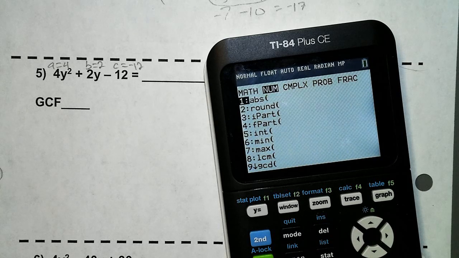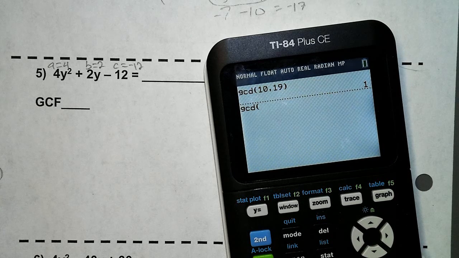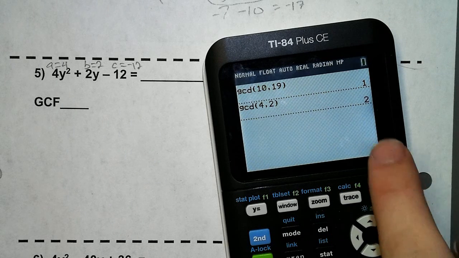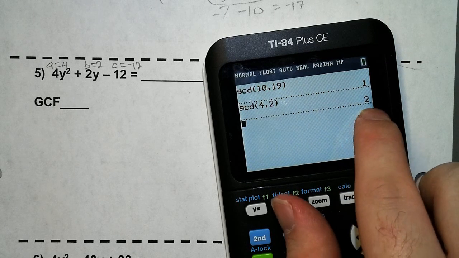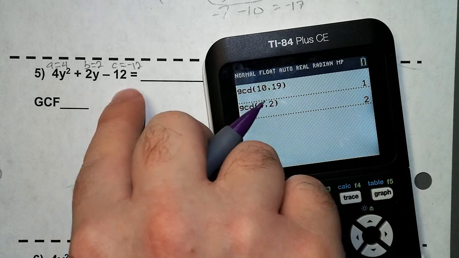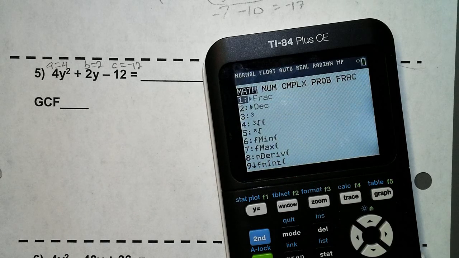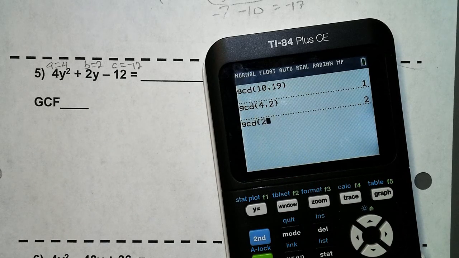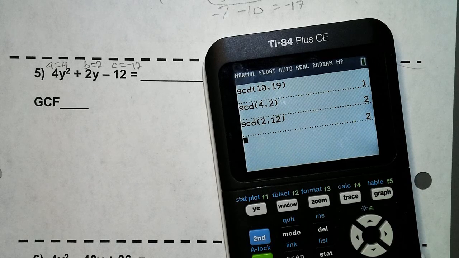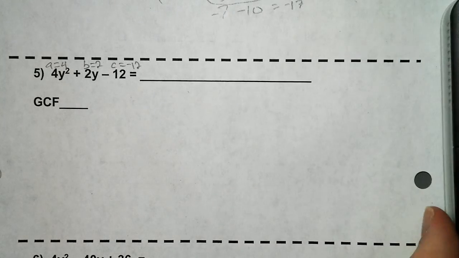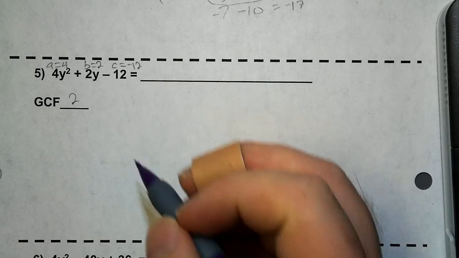Math number 9. It's going to be 4 and 2. We get a GCF of 2. So now I'm going to take this 2 and run it by the 12. I get another GCF of 2. So this time our greatest common factor is 2.